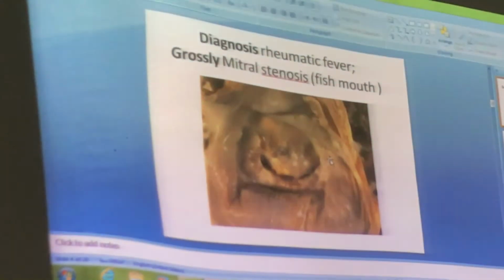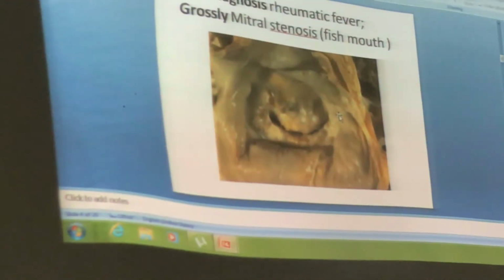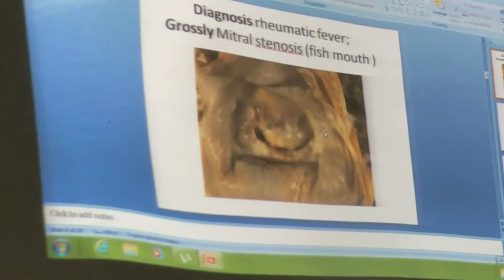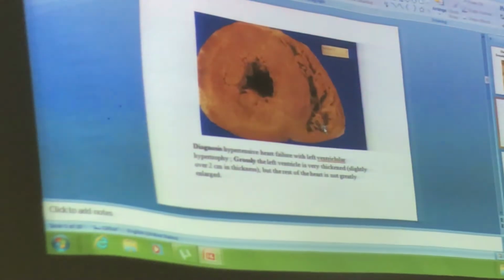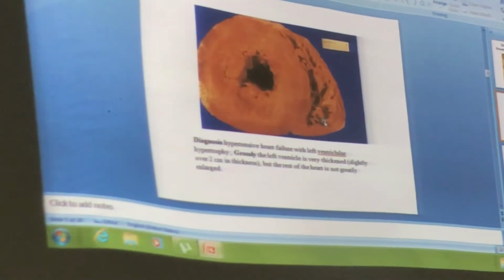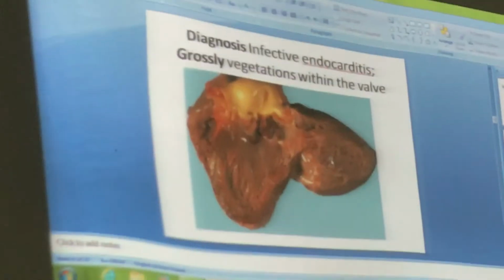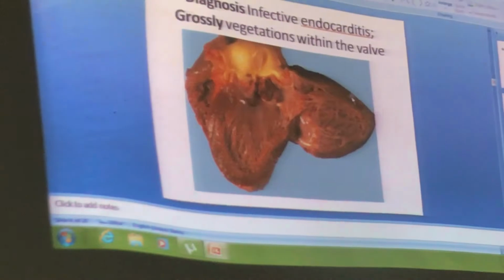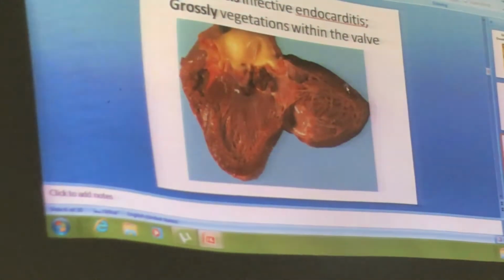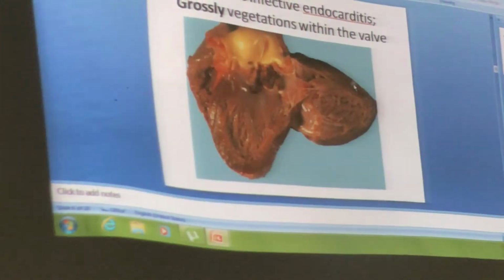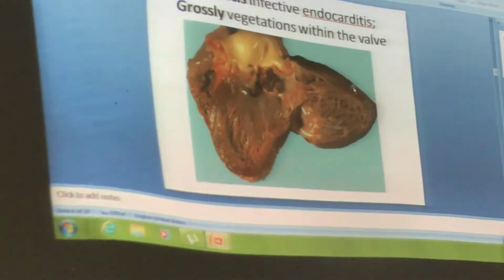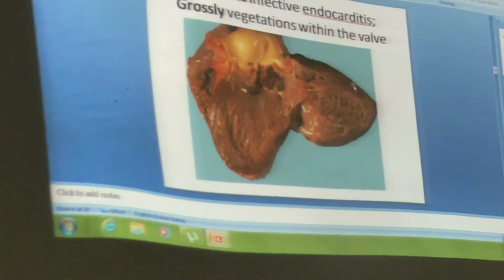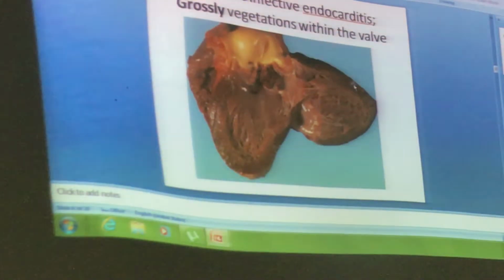Again, in rheumatic fever, the mitral valve has a fish mouth appearance. With hypertension, the left ventricle has hypertrophy. This again shows vegetations on the valves. You don't have to write much about it. Grossly, vegetation on a valve, and the diagnosis is infective endocarditis. This is what you will write. Do not write details into it. How will you write details? You don't have that much time. There is 1 minute for each slide you have.